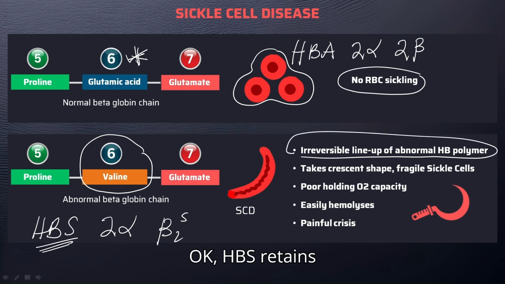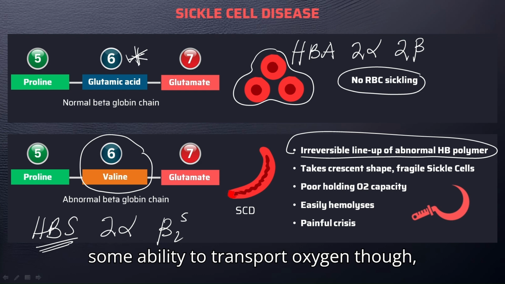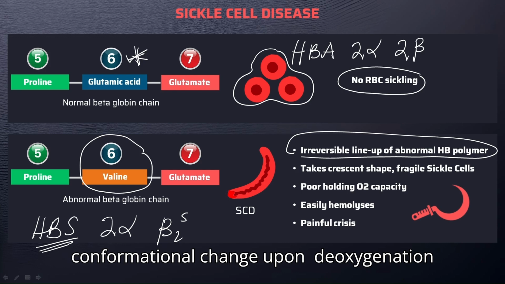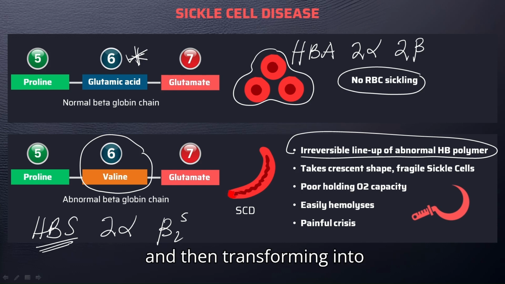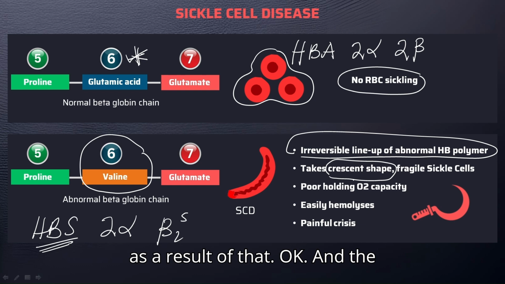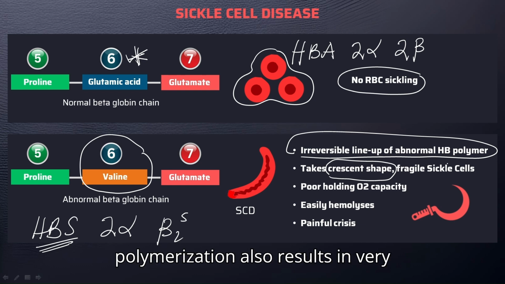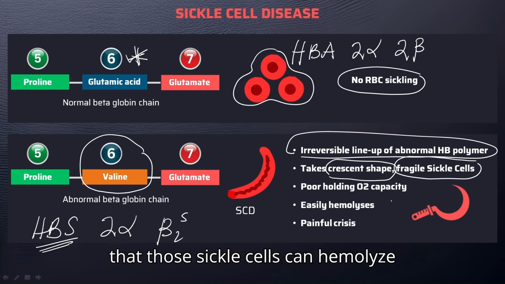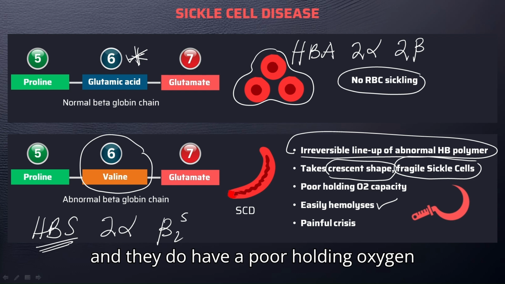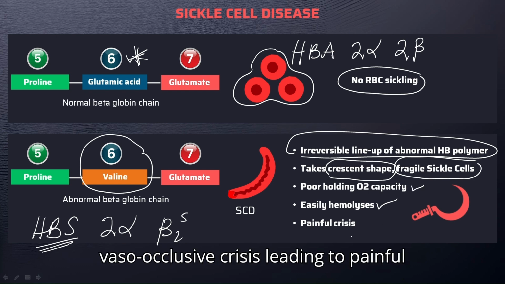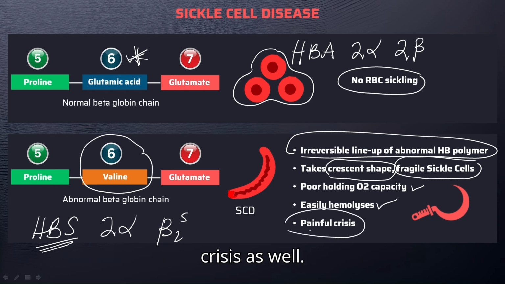Okay, HbS retains some ability to transport oxygen, though, but it undergoes such a dramatic conformational change upon deoxygenation, transforming into the crescent or the sickle shape as a result of that. Okay, and the polymerization also results in very fragile sickle cells, meaning that those sickle cells can easily hemolyze, and they do have a poor oxygen-holding capacity, which leads to the vaso-occlusive crisis, leading to painful crisis as well.